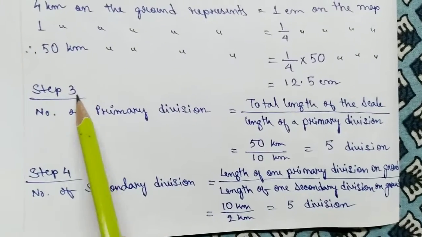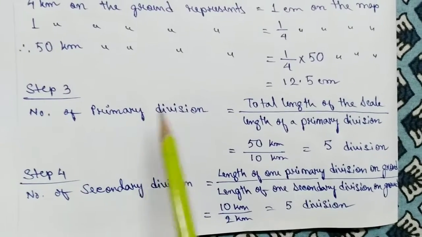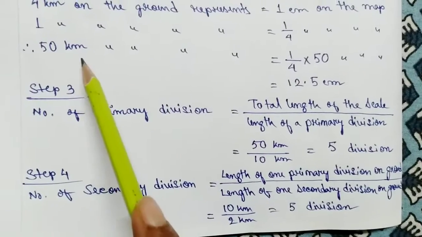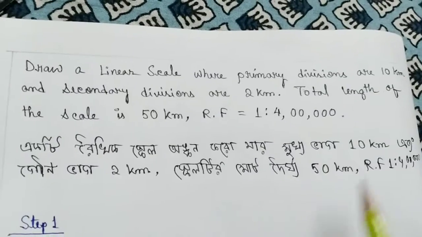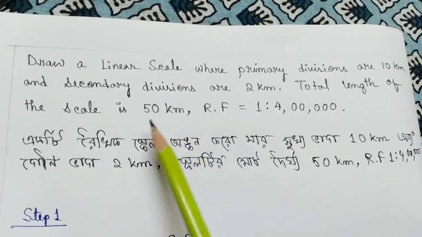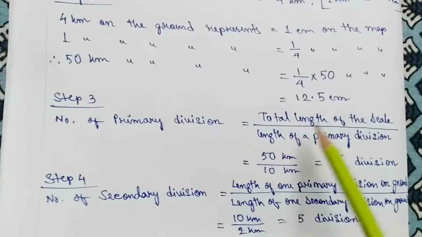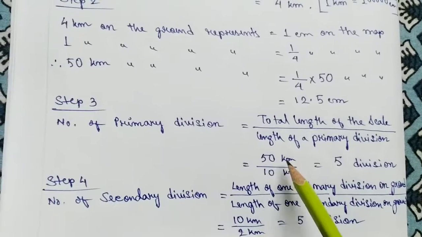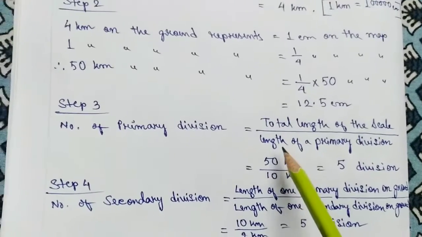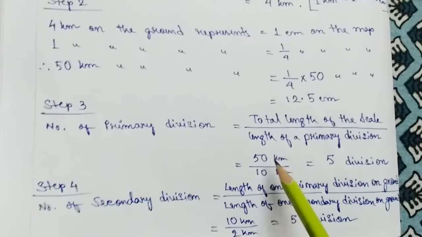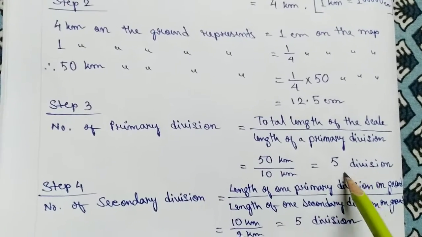Now step 3, to find out the number of primary divisions. The formula is total length of the scale, that is 50 kilometer, already written in the question. So number of primary divisions equals total length of the scale, 50 kilometer, divided by the length of a primary division on the ground, that is also given in the question, 10 kilometer. So we divide it and we will get 5 divisions.